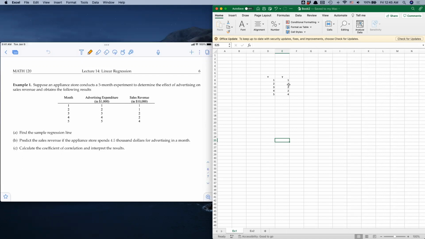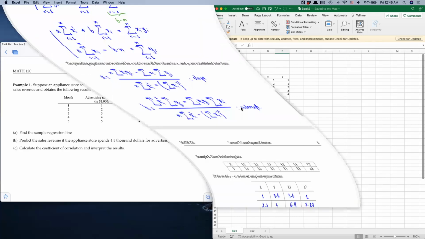So here is the Excel spreadsheet. In the first column, I have the advertising expenditure, and the second column is the sale revenue. What I'm going to do again is use the formula we got from the least square criterion lecture, which is in lecture 7. So let me open lecture 7.